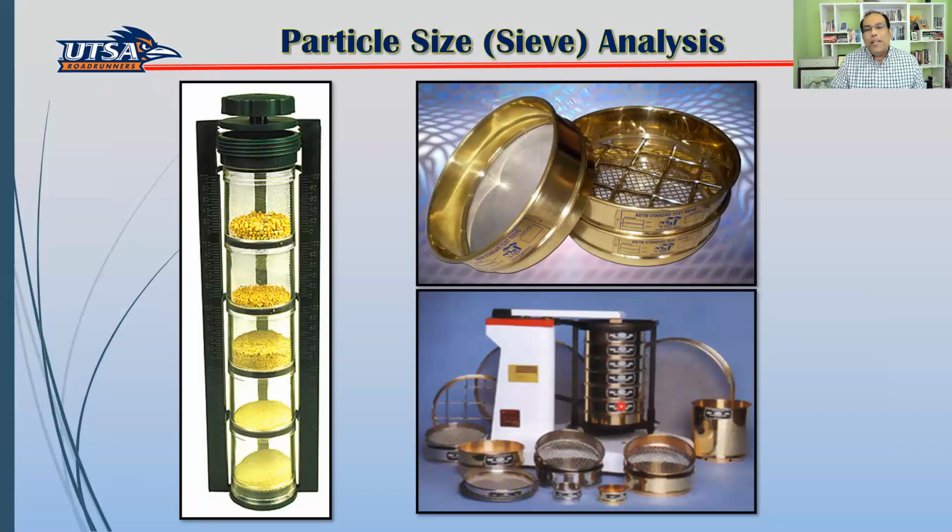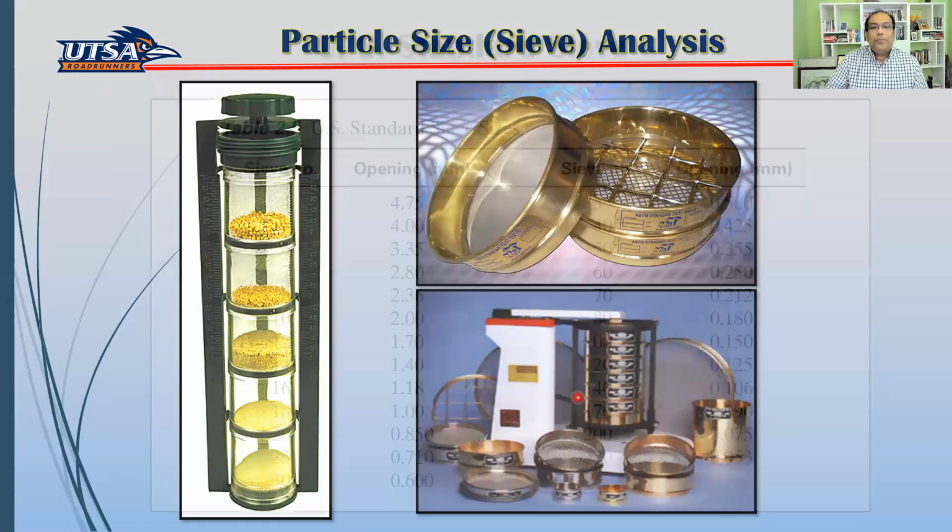Then we keep that one in a shaker and shake that one for 15-20 minutes in a standard shaker. And at the end of the shaking, like we just take each of the sieve and measure that how much is retained in each of the sieves. Okay, that's the way we try to see that how much is passing each of the sieves.